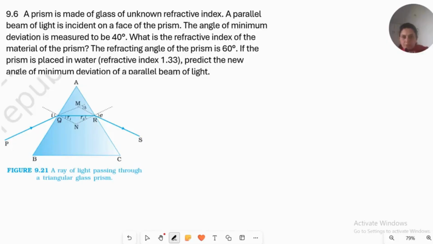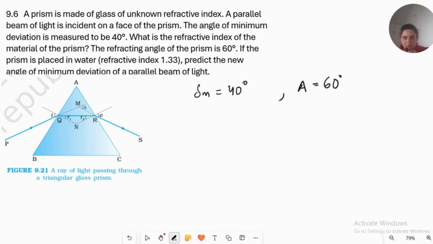The prism is made up of glass of unknown refractive index. A parallel beam of light is incident on the face of the prism. The angle of minimum deviation is measured to be 40 degrees, so our delta m, the minimum deviation, is 40 degrees. The refractive index of the material of the prism is to be found. The refracting angle of the prism, which is given by A, is 60 degrees.